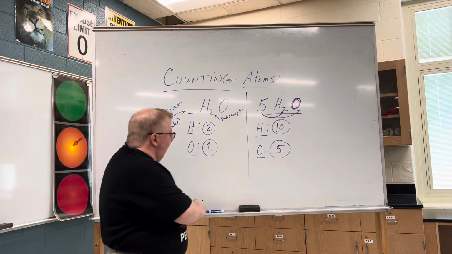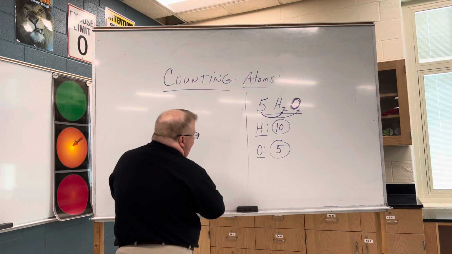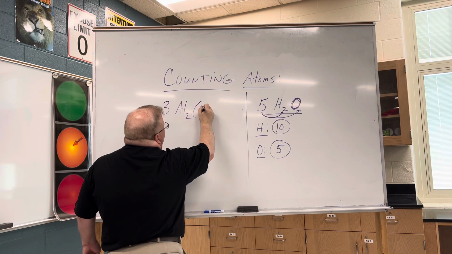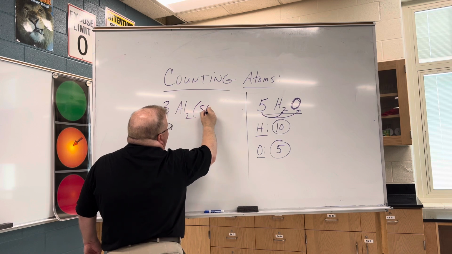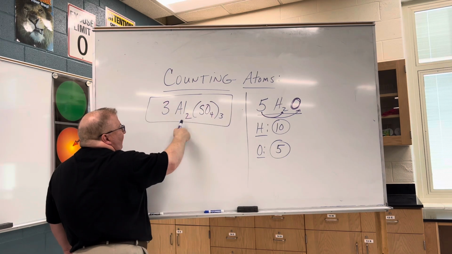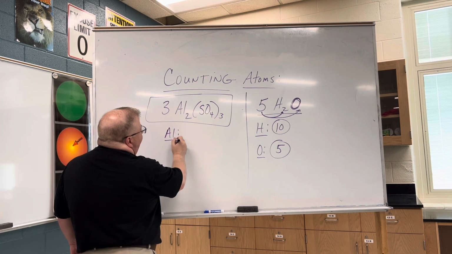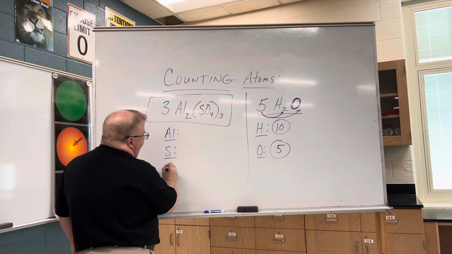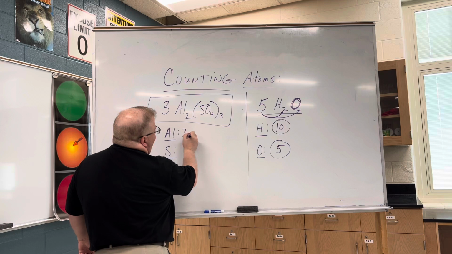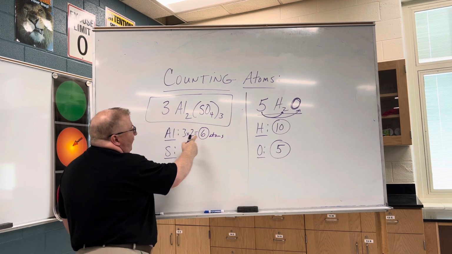Now let's try one that has a polyatomic ion in it. Let's say we had 3 molecules of aluminum sulfate. So this is 3 molecules of aluminum sulfate. If I break it down, I have aluminum, sulfur, and oxygen. So 3 times 2 is 6. So I would have 6 individual atoms of aluminum here.